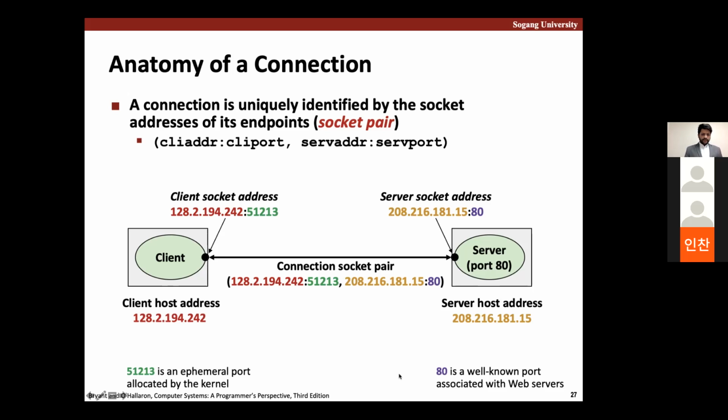For example, in this case, as the picture shows, on the client side there is port 51213. It's an ephemeral port, allocated by the kernel and not by the user or the programmer who wrote that program. But on the server side, port 80 is appended, which means it's a well-known port associated with the web server. The person who programmed the server explicitly specified this port number.